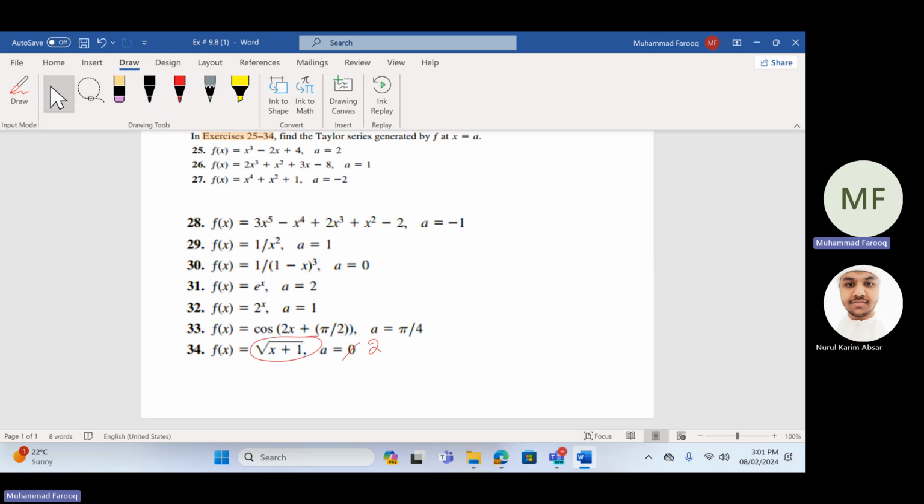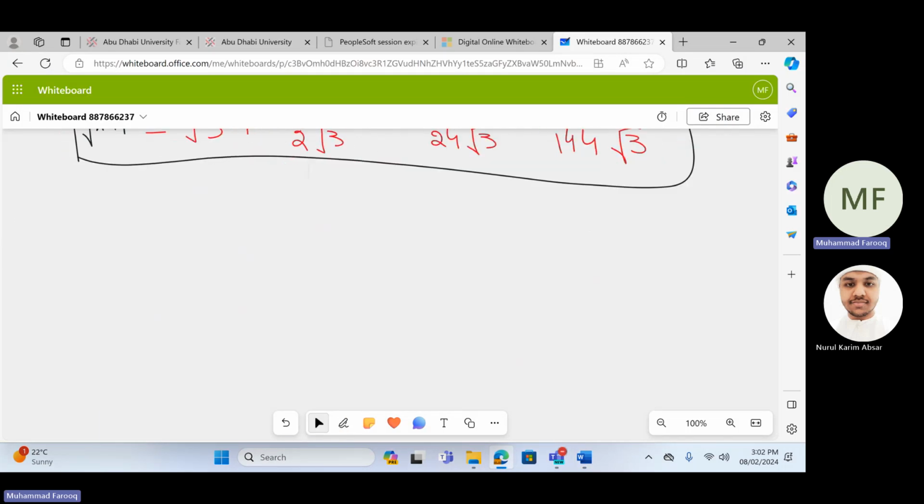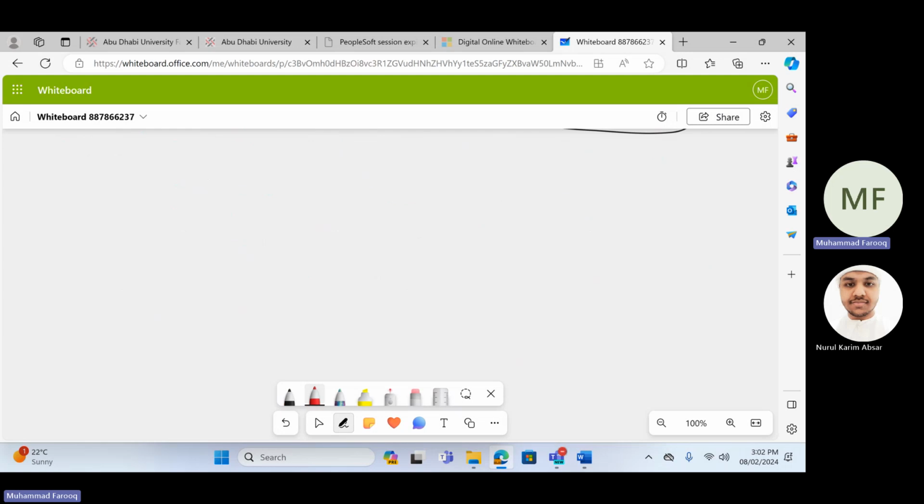As I told you, in the second topic, the number of derivatives is not mentioned, the order is not mentioned, okay? So how to answer that question, please? Let's take this question 29, which is 1 by x squared, and a is equal to 1. The second topic, please. I think the trigonometric function question was easier, sine to sine.